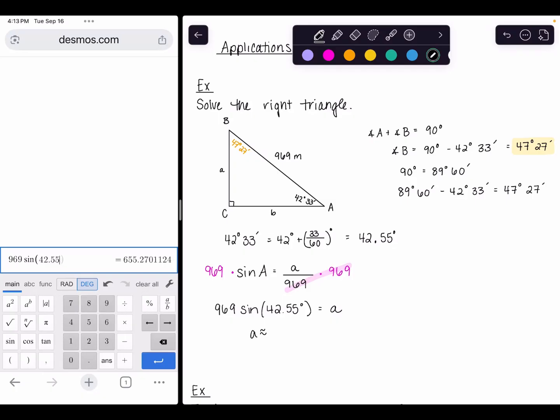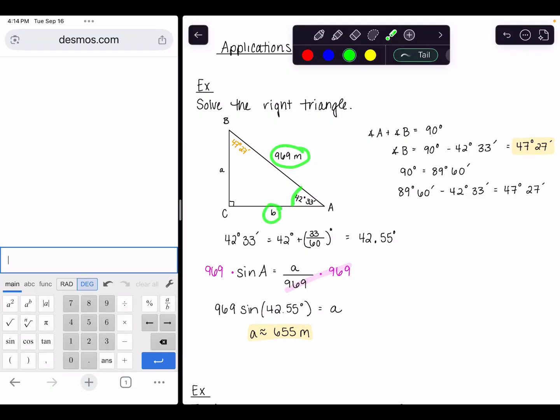So in this case, your directions will tell you what you need to round to, but I'm going to round to the nearest integer here. So this would be 655, and then my units are the same as my units here, which is meters. So that is side A, okay? Now I want to figure out what side B is, and again, I want to use this angle and the 969.